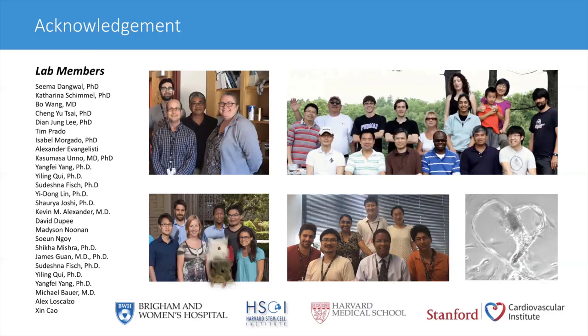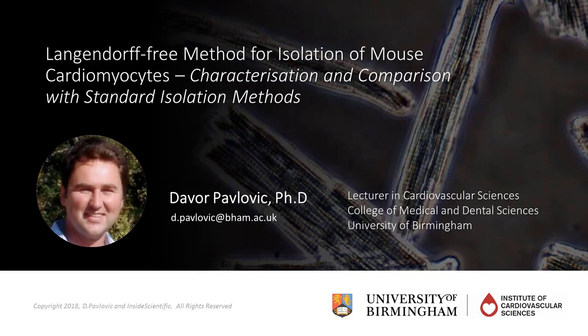Thanks for the introduction, Liam. So as you've described, in 2016 we presented a new cell isolation technique for the isolation of viable mouse cardiomyocytes, but also non-cardiomyocyte cells. This was really a collaborative effort between researchers at the University of Birmingham and the University of Singapore, and in particular Matt Ackers-Johnson, who was instrumental to this work.